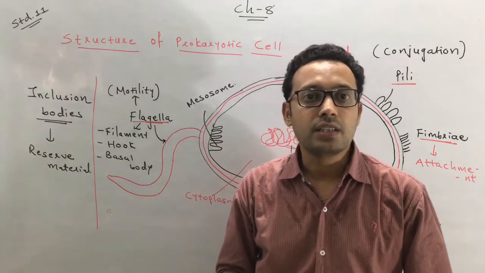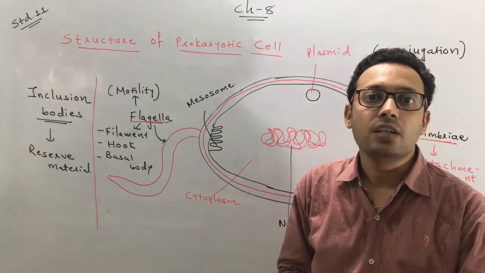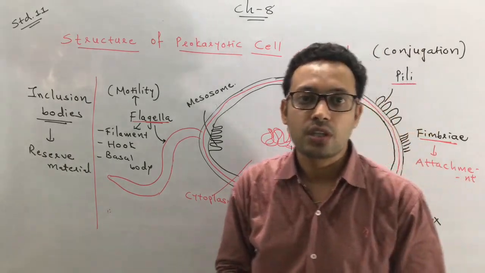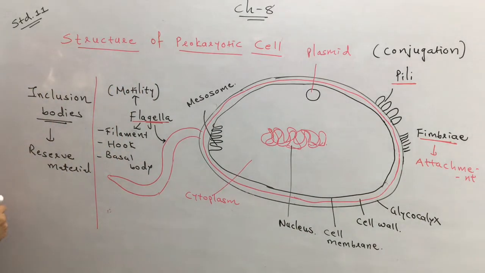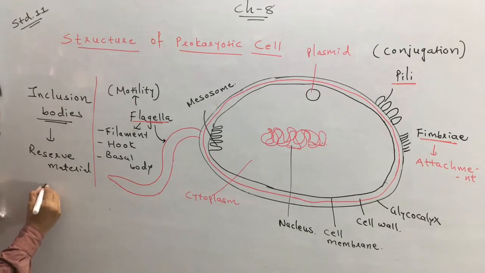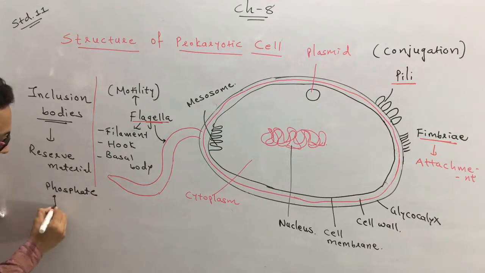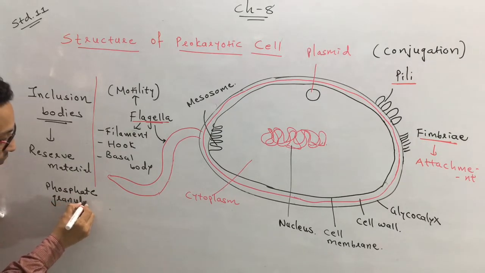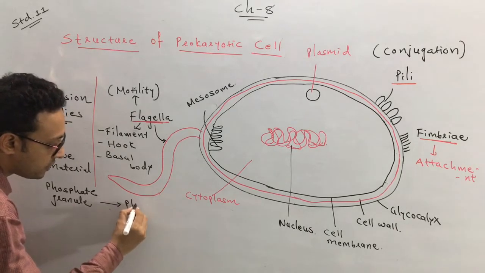These inclusion bodies are named based on the material they store. I will give you an example that will make it clearer. For example, phosphate granule. This is the name of an inclusion body, phosphate granule. What does it store? It stores phosphate.